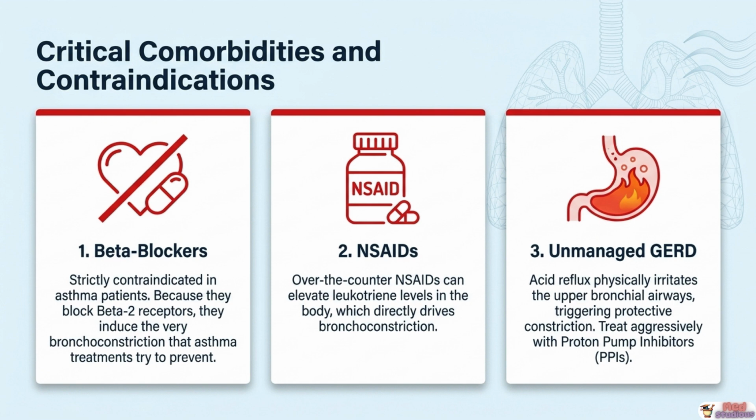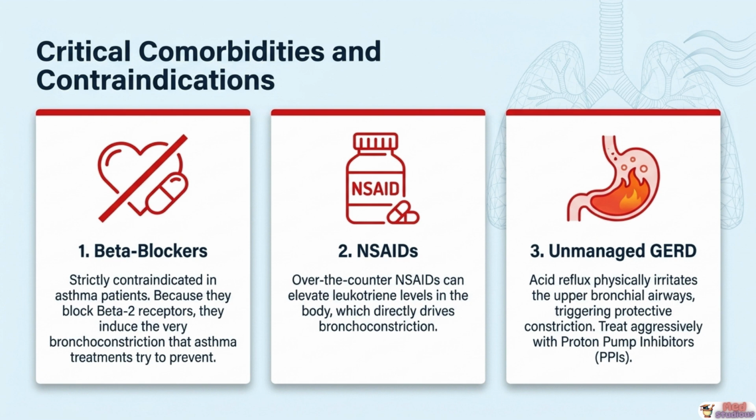Number 2, NSAIDs, including common over-the-counter pain medications like ibuprofen and aspirin, can elevate leukotriene levels in the body. Leukotrienes are potent bronchoconstrictors, so NSAID use can directly trigger an asthma exacerbation. Patients should be counseled to use paracetamol instead.